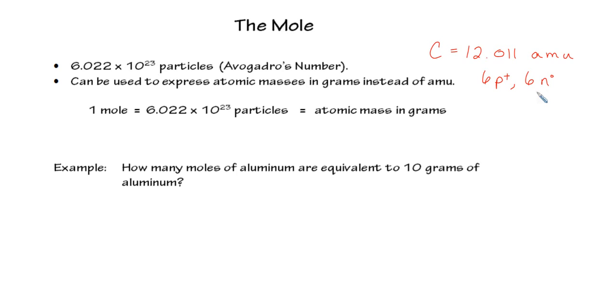And yeah, there are usually about 6 electrons. I'll put that down here just in case. 6 negative electrons. But the electrons usually don't contribute any substantial mass. So when I'm thinking about carbon being 12 AMUs, it's this. It's the nucleus, the protons and the neutrons.